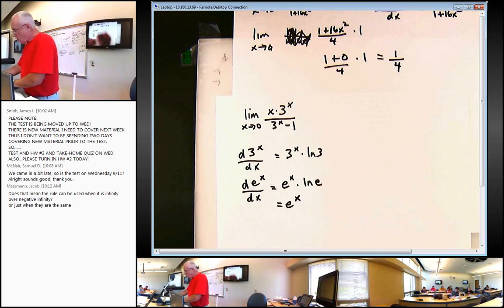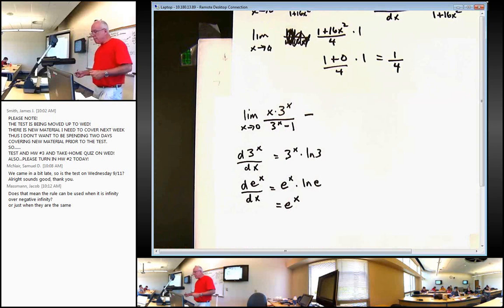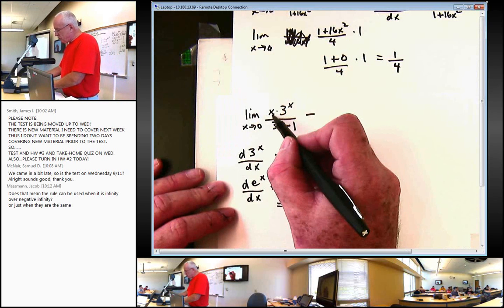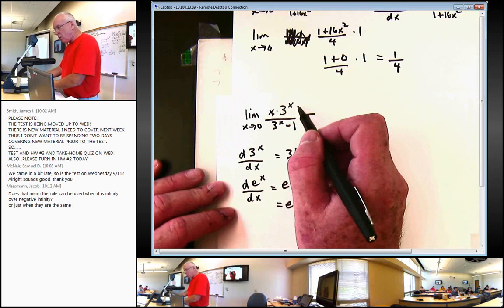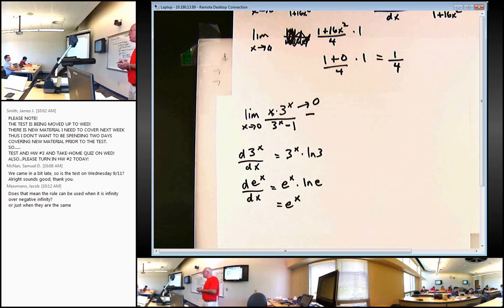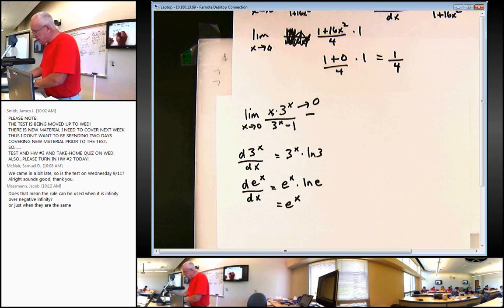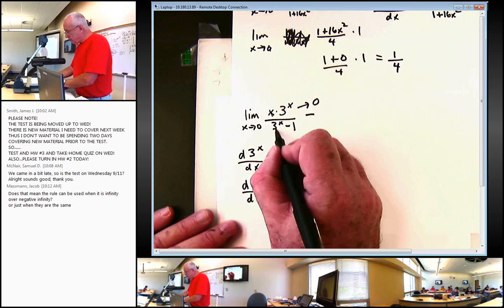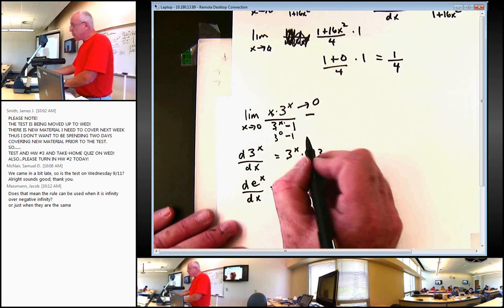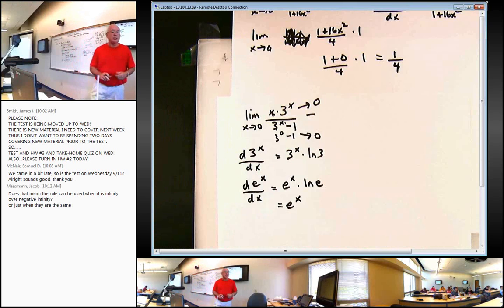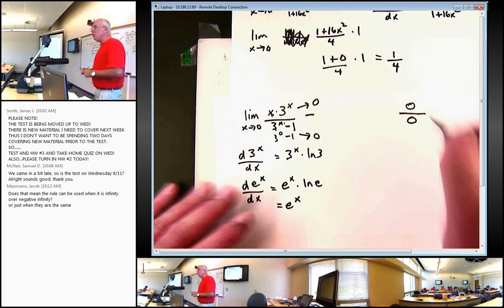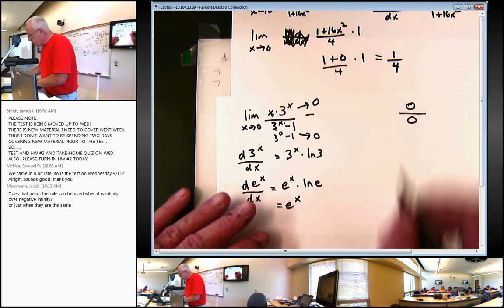All right, let's figure out what the top and bottom is here. This is going to be replace x with 0, 0 times 3 to the 0 power. Well, this is going to go to 0 as x heads to 0. The bottom part, let's look at the bottom. This is going to be 3 to the 0 power, which is 1. 1 minus 1 is 0. So the bottom also approaches 0. So we recognize that this is indeed a 0 over 0 case. So we can use the rule.